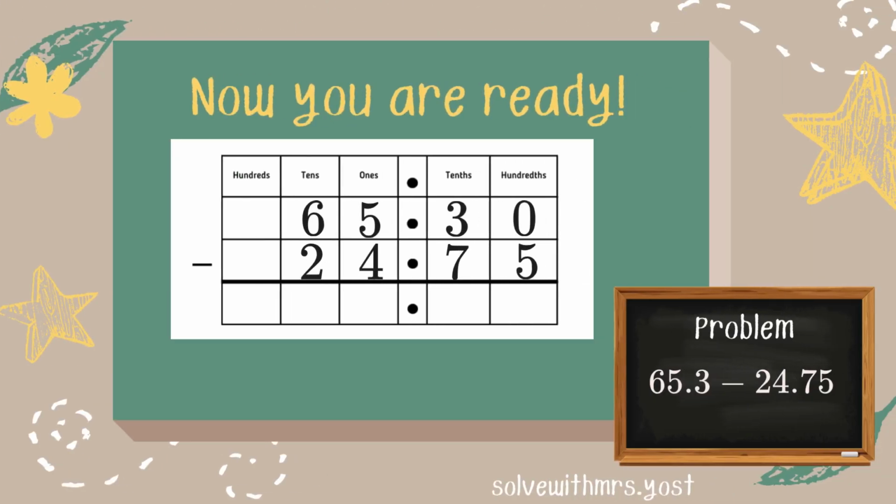We are ready to subtract. Let's start with our hundredths. 0 cannot take away 5. We must regroup. Take 1, give 1. 10 minus 5 is 5. 2 take away 7, we have to borrow. Take 1, give 1. 12 take away 7 is 5. 4 take away 4 is 0. 6 take away 2 is 4, making your answer 40 and 55 hundredths.